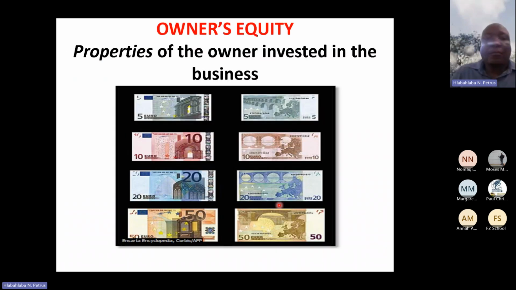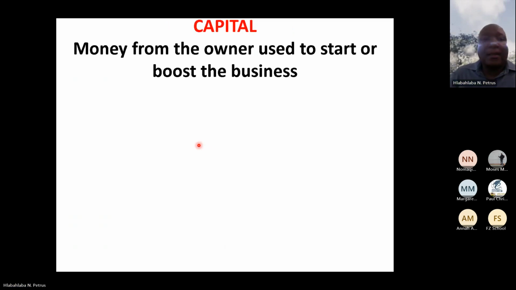And then we have in accounting what we call owner's equity. What is owner's equity? Properties the owners invested in the business. That money that the owner has invested in the business, we refer to it as the owner's equity. It belongs to the owner.